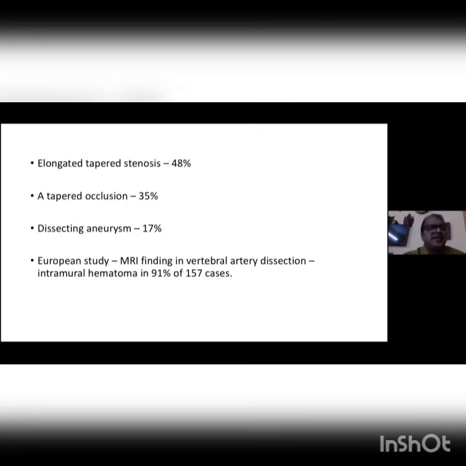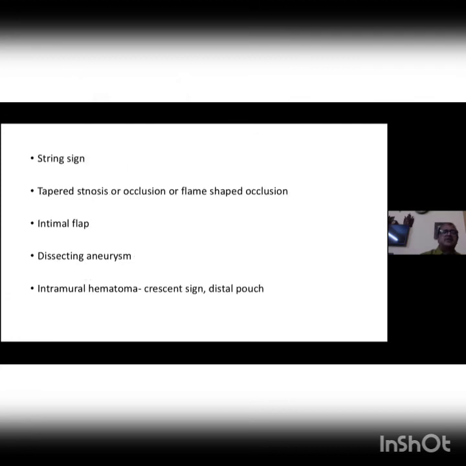The important findings are an elongated tapered stenosis, seen in 48% of the patients, a tapered occlusion in 35%, and a dissecting aneurysm. You can get a pseudoaneurysm because of dissection, where the outer wall bulges out, in 17% of the cases. In a European study of MRI findings in vertebral artery dissection, intramural hematoma was seen in 91% of 157 cases. So you have to look for intramural hematoma. This test can pick up the elongated tapered stenosis, tapered occlusion, dissecting aneurysm and intramural hematoma.